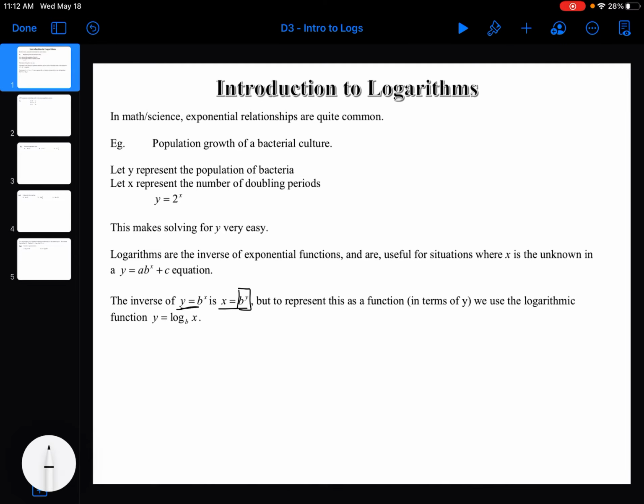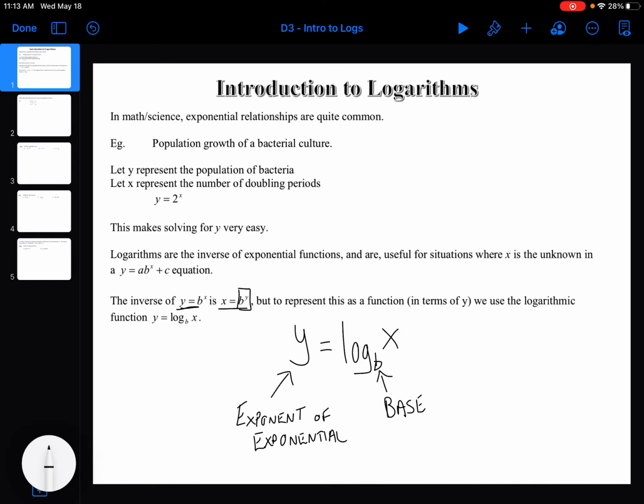So when we're looking at this equation, we've got y equals log, and we're still looking at our base, because it's the base of our logarithm or the base of our exponential function. But this is going to be the exponent in your exponential. This is still our base, and this is what the answer would be of your exponential. So we're just switching around where everything is. We're taking the inverse of an exponential function. We're solving for the exponent, essentially.